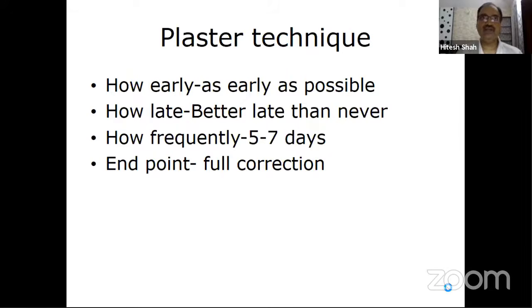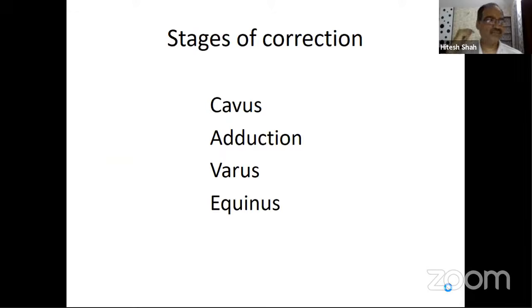How frequently do we need to change the cast? It should be changed every 5 to 7 days. The endpoint of the plaster technique must be the full correction. What is the order of correction? Ponseti described in his classic method that cavus should be corrected first, followed by adduction, then the hindfoot varus, and the last is the hindfoot equinus.